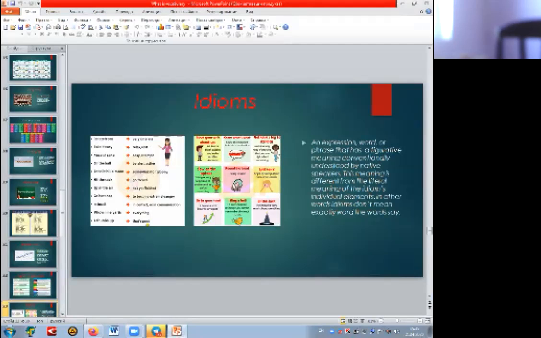At first sight, we can't see their clear meaning. For example, take it easy. What does it mean? If you try to translate such idioms word for word, you will make mistakes, or you will have problems in your speech. Take it easy means relax, rest, and up in the air. That means, for example, my homework is up in the air. That means I haven't finished my homework yet, and others.